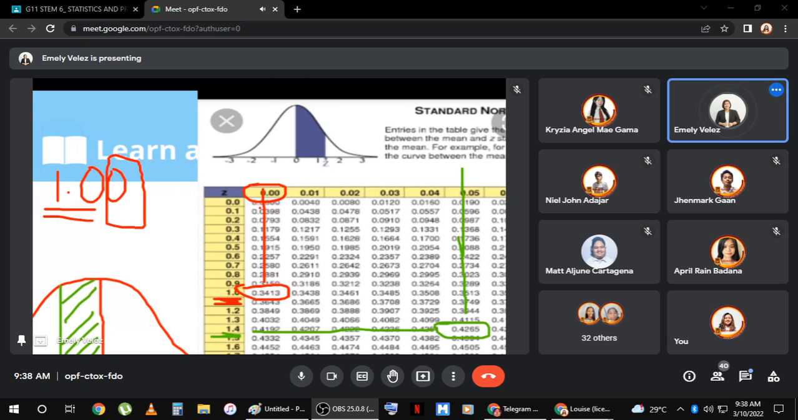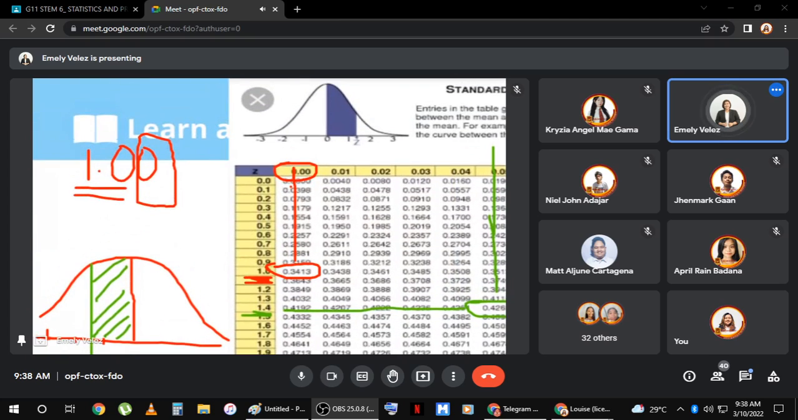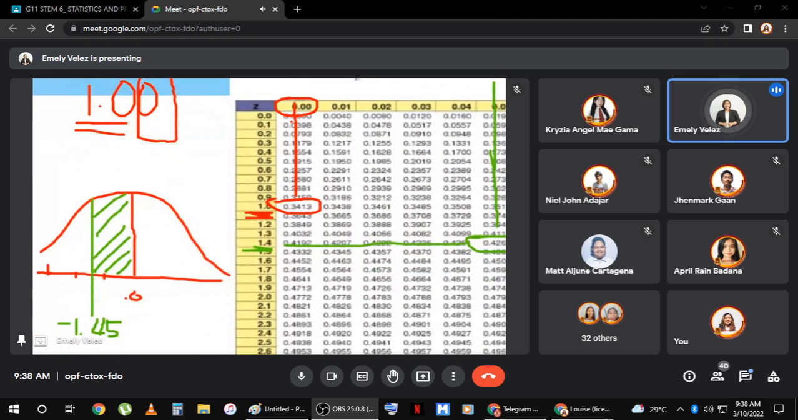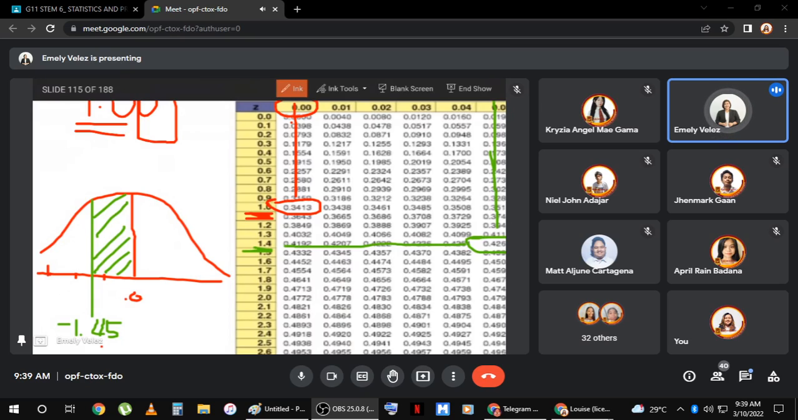Next to that, we have this. The next given is negative 1.45. The negative is for us to be aware whether it is located on the left or the right. But again, as I said earlier, when you look for an area, that is always positive, so you neglect the negative there. We focus on the first two digits, 1.4.